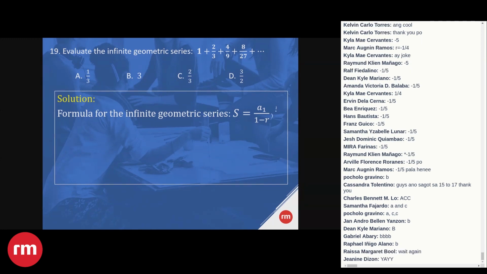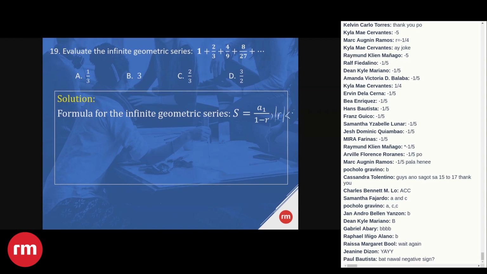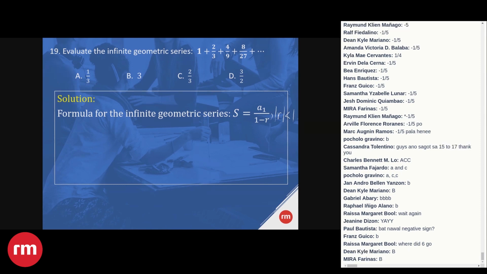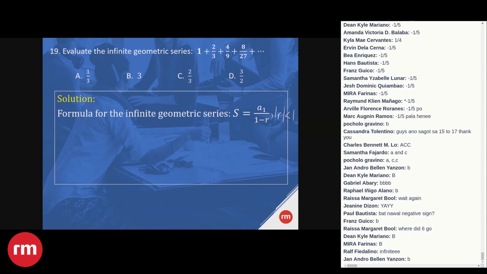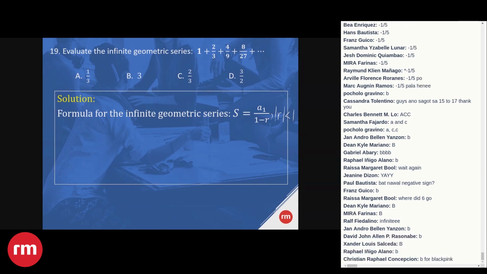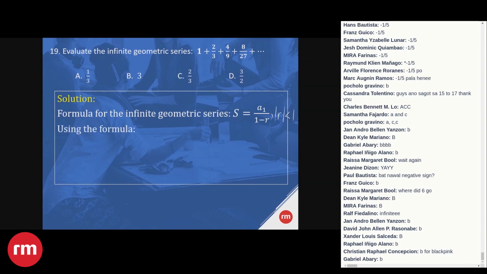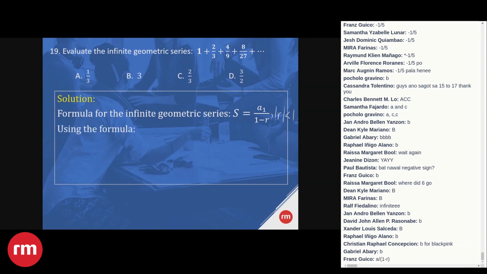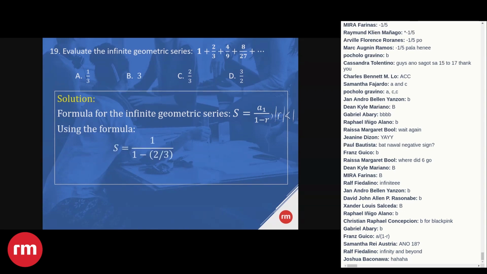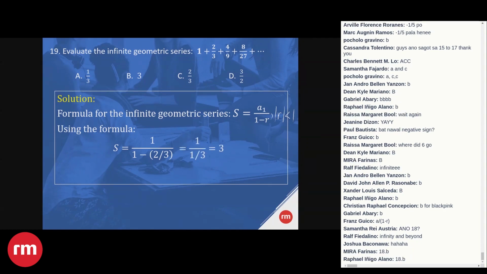And this is only true if the value of r is between negative 1 and 1. Pero luckily, dito sa ating geometric series, what is the value of r? So what is the value of r here? The first term is 1. The second term is 2/3. So obviously, the value of r is 2/3. Tama no? Okay, the value of r is 2/3. So using that, the infinite sum is equal to 1 over 1 minus 2/3, so that is equal to 3.